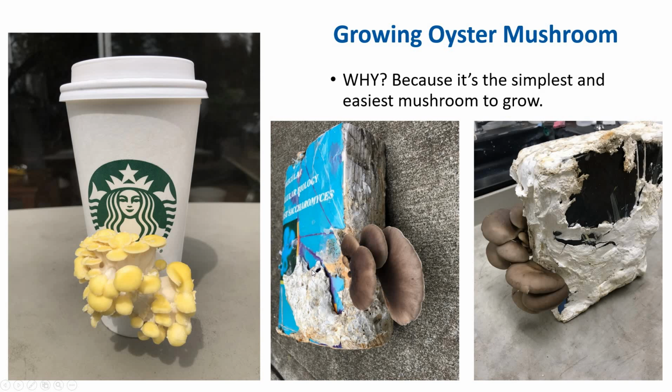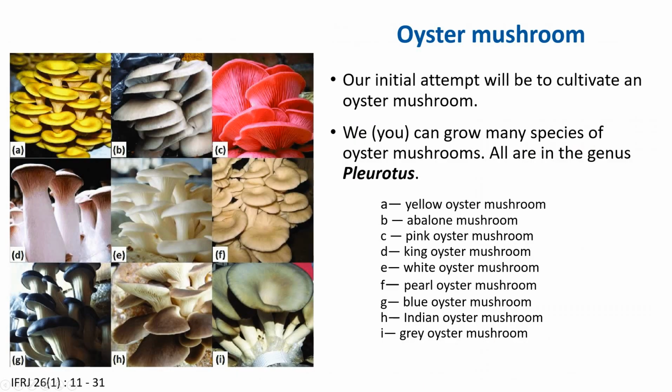I grew oyster in my old molecular biology of yeast book. So you see, I left this outside, and over time, the oyster came out. And this is a different book that I grew oyster on. You can see, completely colonized. Really easy to grow. Very forgiving. So you can grow many species of oyster, all in the genus Pleurotus. So right here you have yellow oyster mushroom, abalone mushroom, pink oyster, king oyster, white oyster, pearl oyster, blue oyster, Indian oyster, and gray oyster. I have grown all of this oyster before. It's pretty easy and pretty fun.